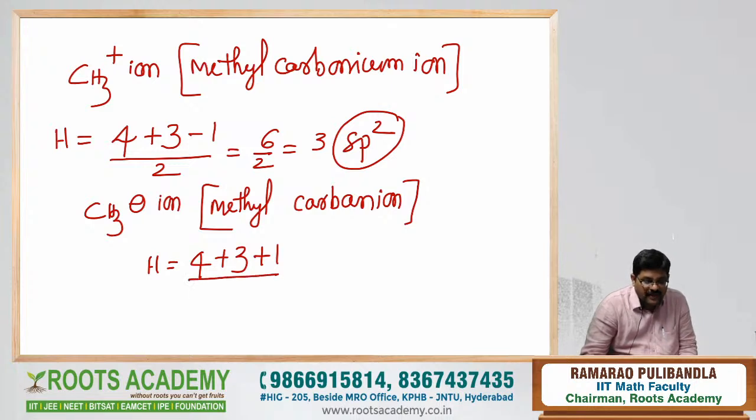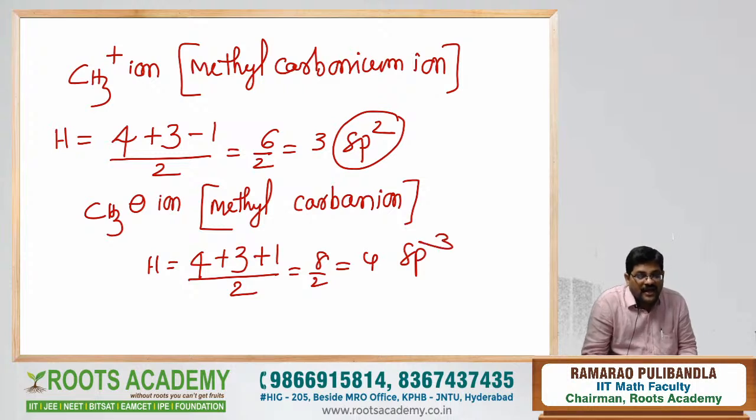So minus 1 means what? Adding of the plus 1 charge by 2. That means 8 by 2. 8 by 2 is equal to 4. What is the hybridization? The hybridization is Sp3. As you said, very good. So this is one of the shortcut formulas in the case of cationic species and in the case of anionic species. Very good.